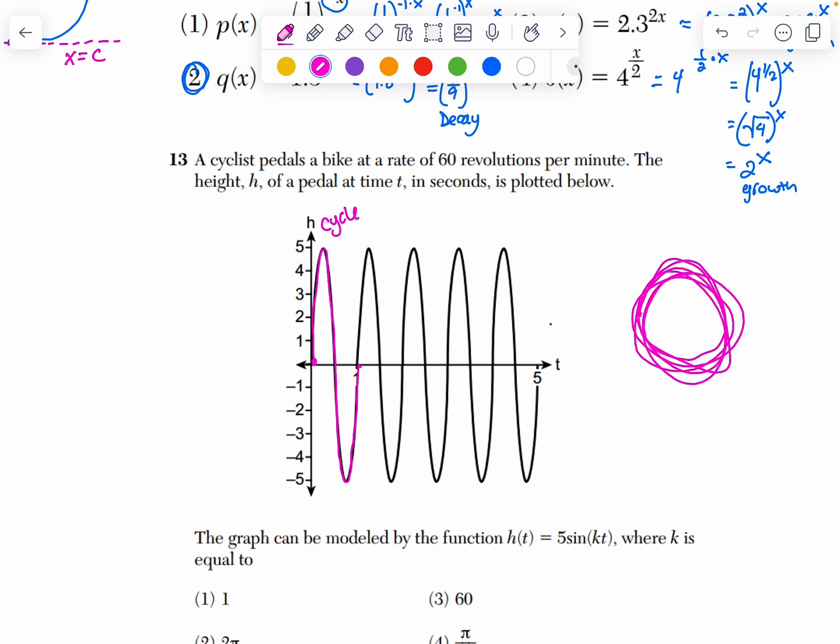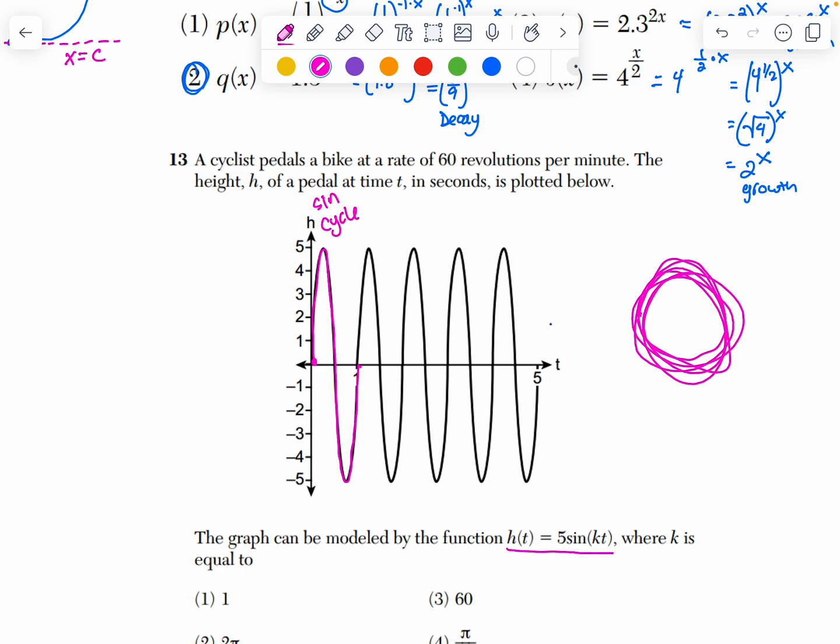In this case, it's a sine cycle because it's starting at your midline and ending at your midline. Remember, cosine graphs start at your max or min and end at your max or min. And the question itself verifies that, right? h of t equals 5 times sine of kt.